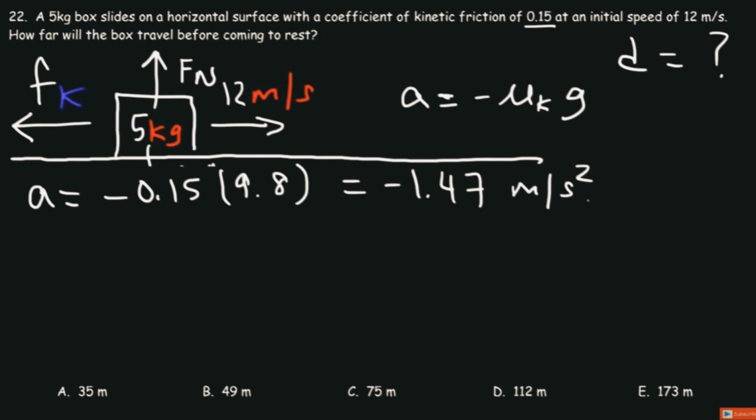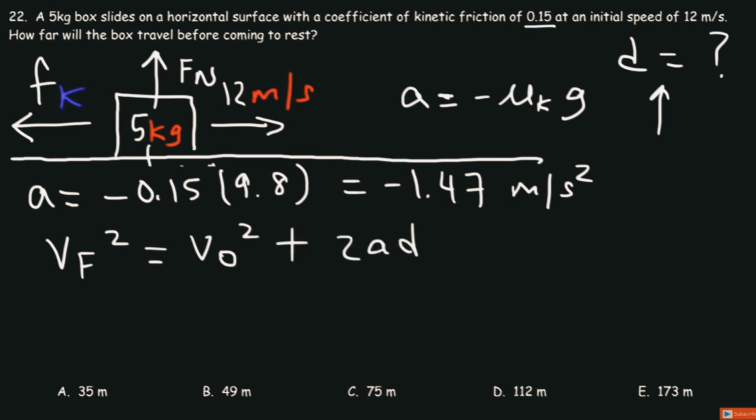We know the initial speed is 12. And because the box comes to rest, the final speed has to be 0. So we can use this equation: V final squared is equal to V initial squared plus 2 a d. The final is 0, the initial velocity is positive 12, and the acceleration is negative 1.47.